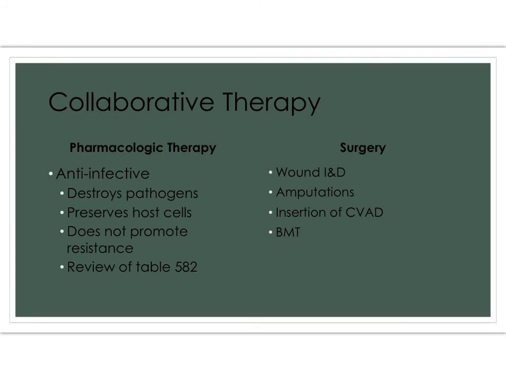When we talk about collaborative therapy, first, just quickly, when we talk about surgery, there's lots of different surgical interventions for an individual who has suffered from an infection and has developed a secondary complication. We talked about amputations in relationship to microvascular and macrovascular complications for diabetes, and that is the number one reason people have amputations, and often they present with an infected wound.